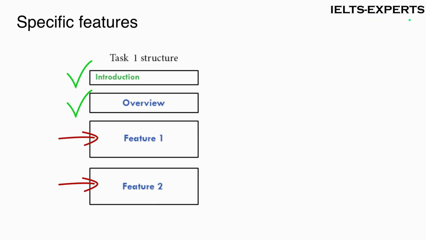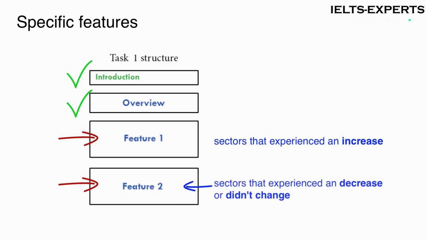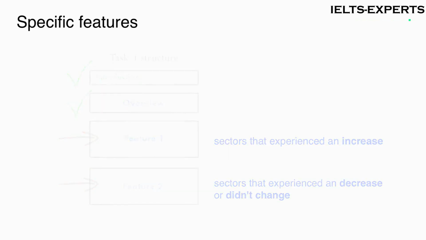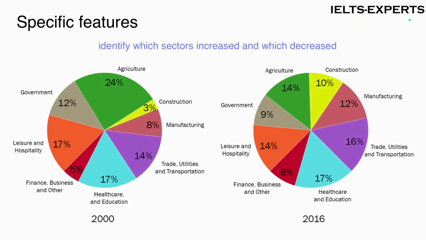I decided to group the specific features by decreasing and increasing trend. This means that in the first paragraph, I will describe economic sectors that experienced an increase, and in the second paragraph, I will describe economic sectors that experienced a decrease or did not change. We need to look at our chart and identify which sectors increased and which decreased.